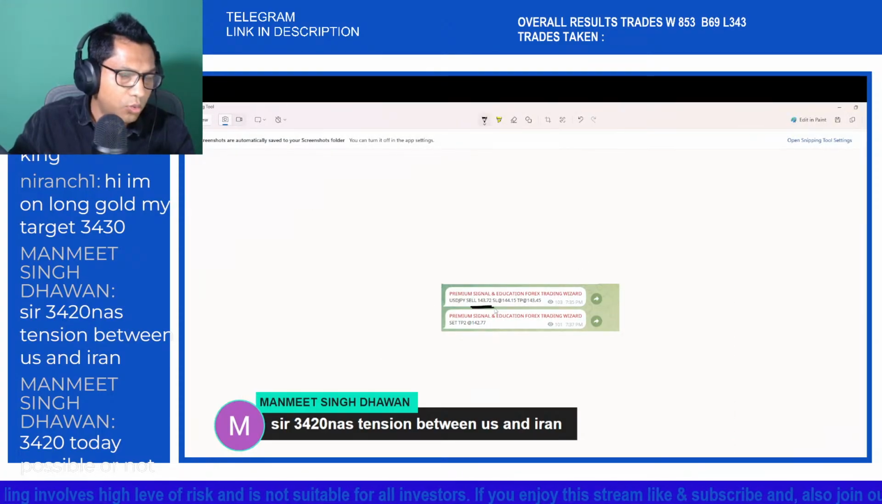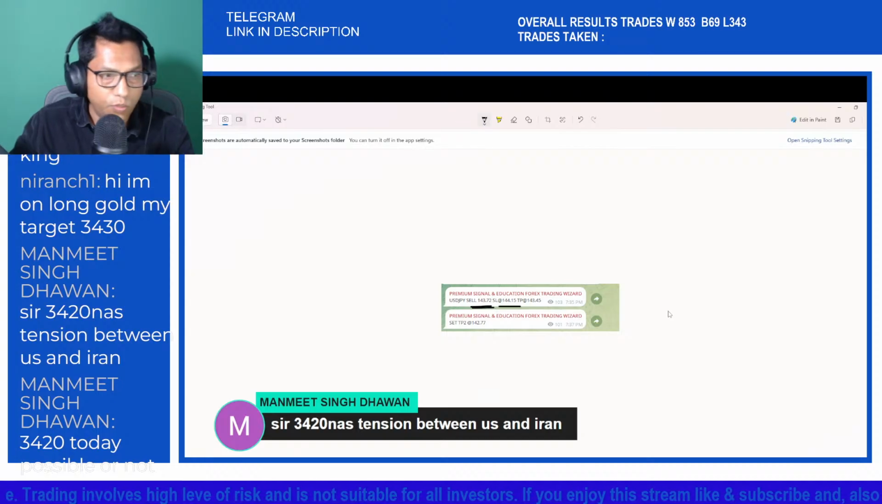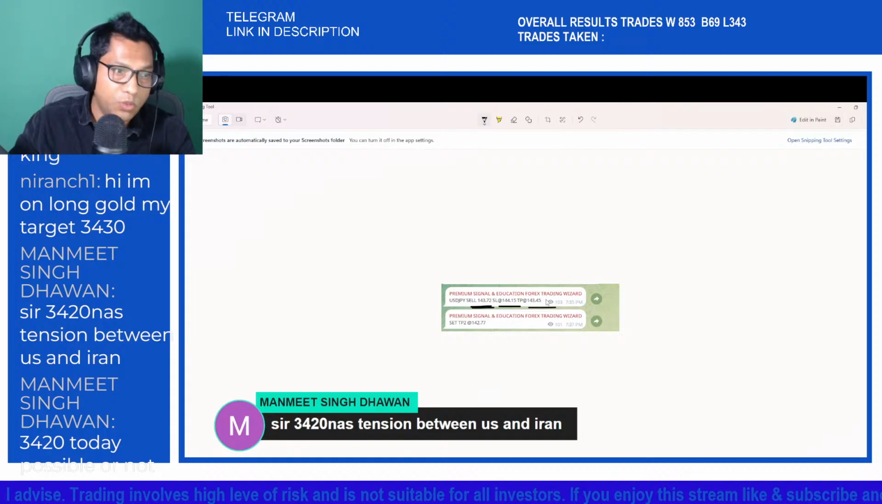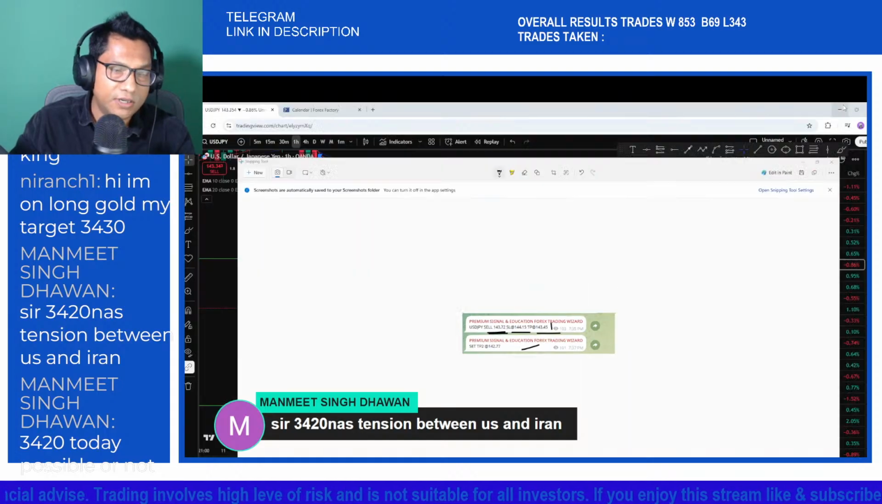Dollar yen, we sold at 143.72, stop loss was 144.15, TP target at 143.45, that's TP1, and then TP2 is running here.